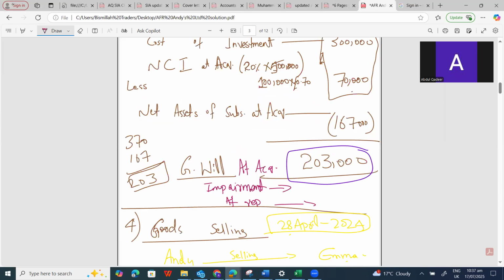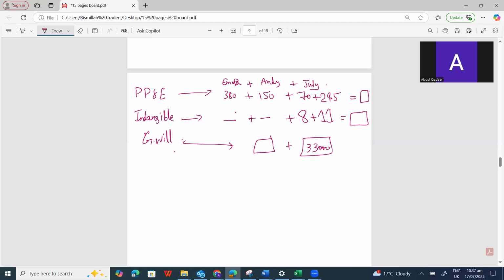Okay, impairment 18,000. We need to remove this, and then our goodwill 13 minus 8, 5, 19, 1, 18, 1,85,000. This will be goodwill at reporting date. In consolidation, you can write goodwill 1,85,000 plus 33,000 is equal to the total. Okay, do you understand? Please solve this question like this, please.